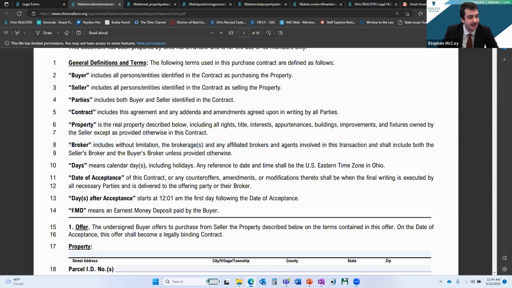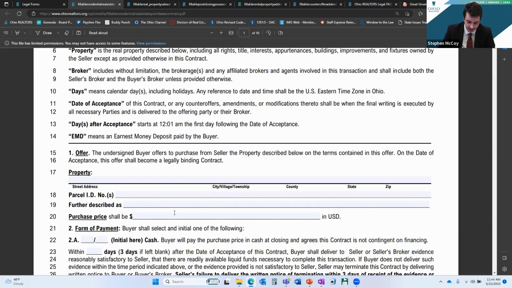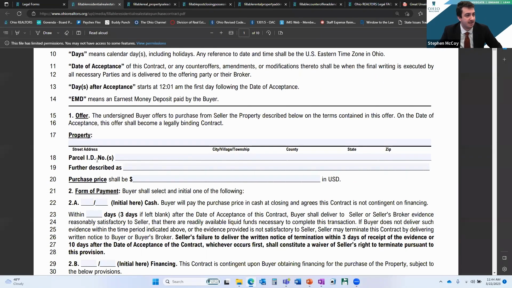And then lastly, earnest money is referenced as EMD. And so as you see references to EMD, we are referring to the earnest money deposit. So I really wanted to kick things off. The first two paragraphs here.